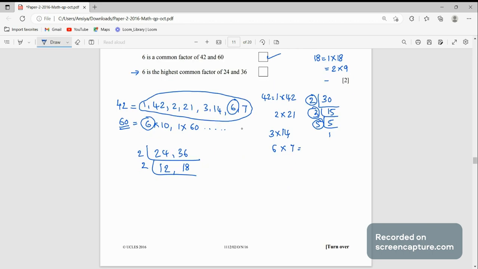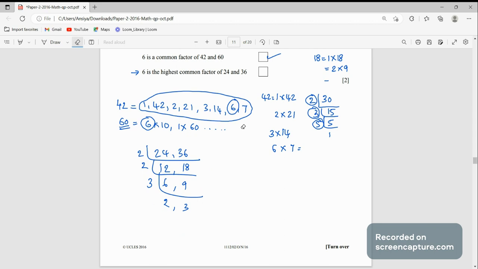Okay. 6 twos are 12, 9 twos are 18. Both are multiples of 3, so I can divide by 3. Now 2 threes are 6 and 3 threes are 9. So we are done. Now we cannot choose any common number here, so we are done.